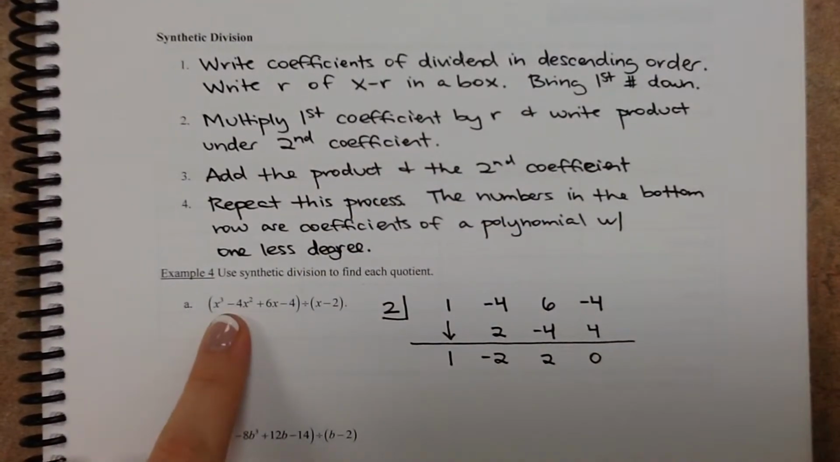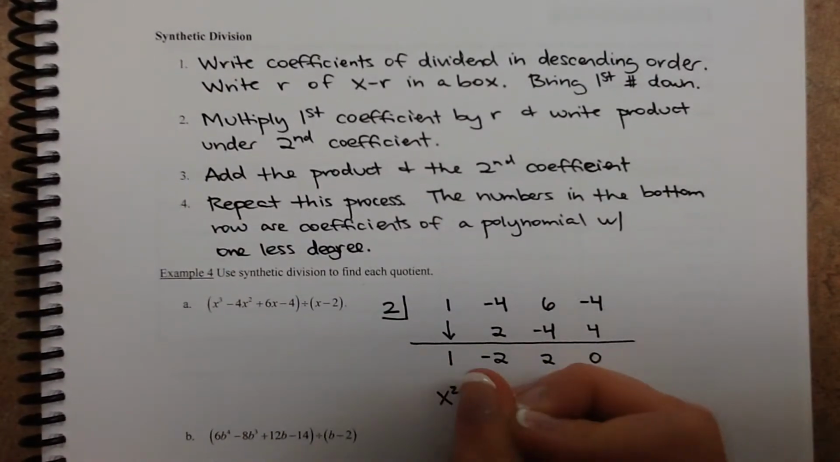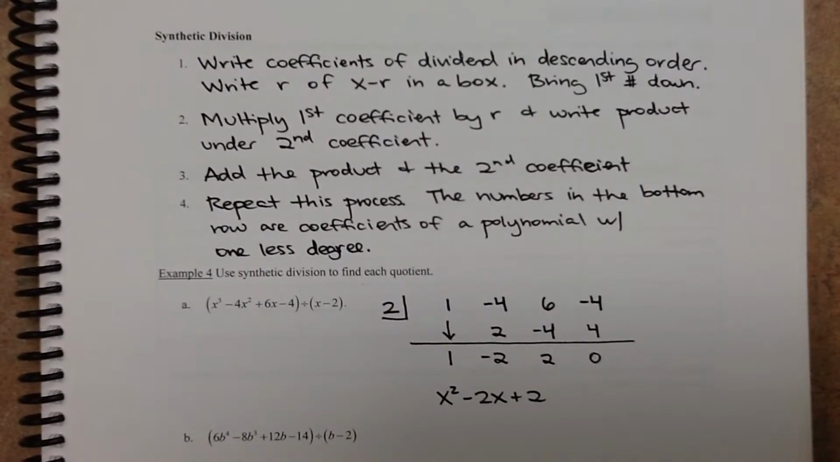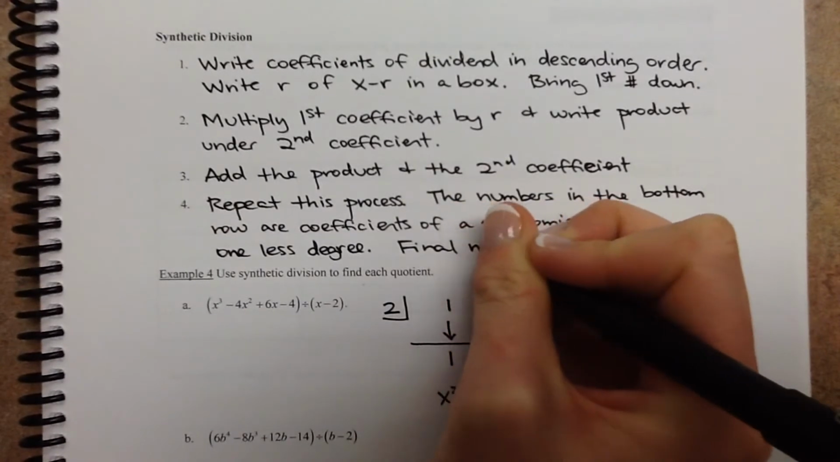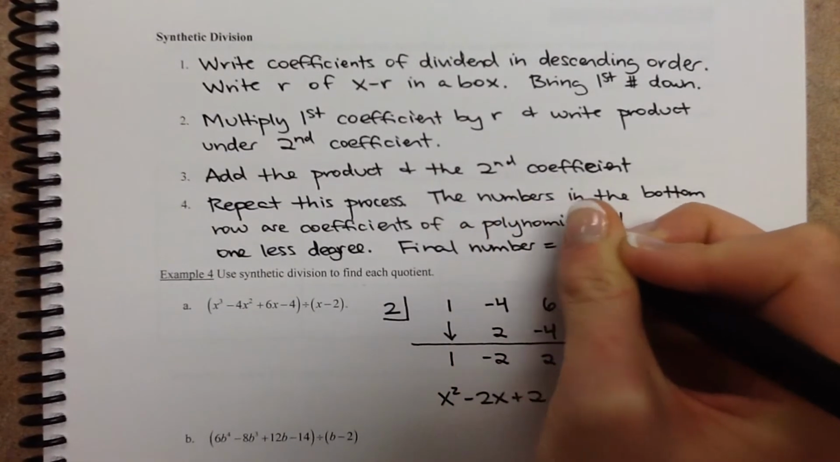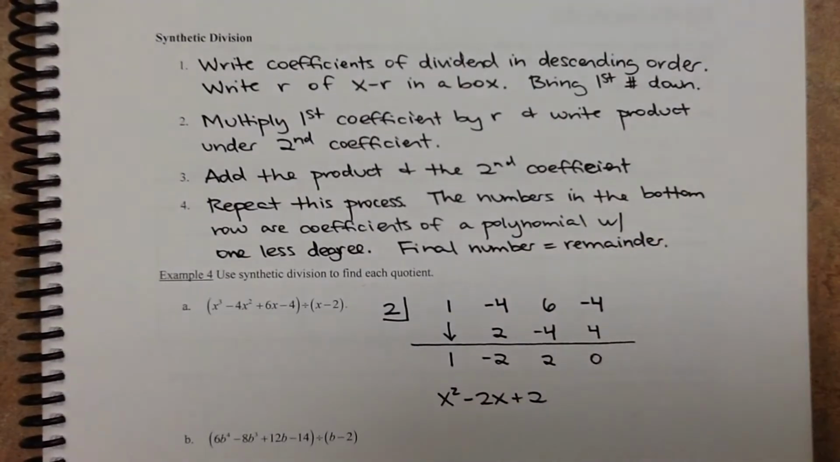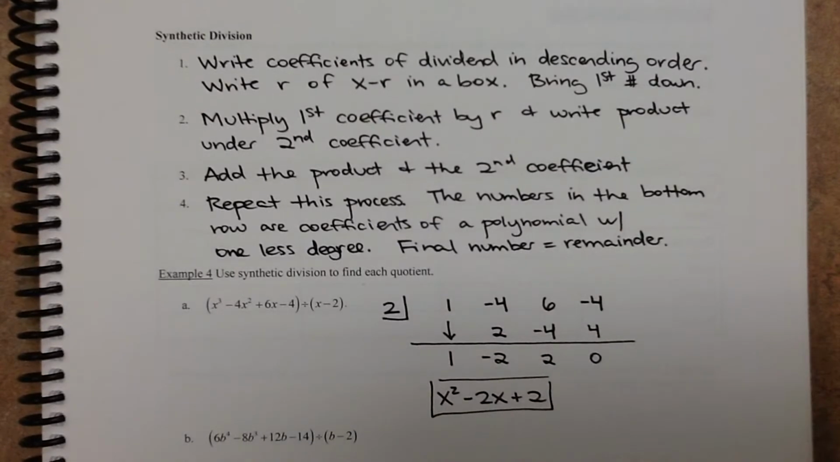Okay, so this degree was 3, so one less degree would be 2. So 1x squared, negative 2x, positive 2, and then if there was anything here, it would be the remainder. Okay, the final number is the remainder. Okay, this means there's no remainder, which means it divides evenly. So that would be your final answer.